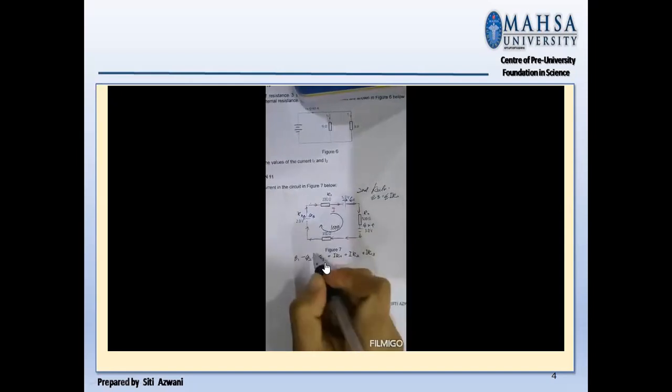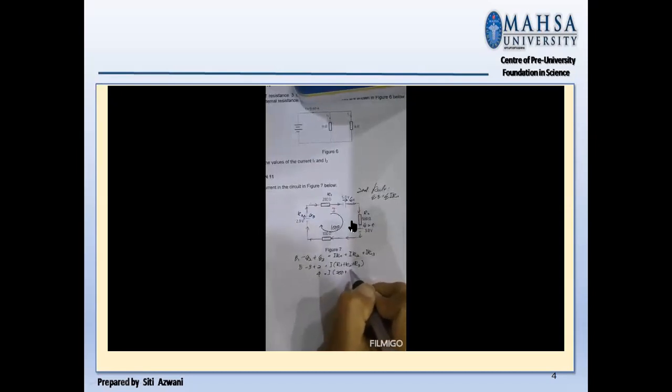Next, equal to IR. You have only one current, so IR1 plus IR2 plus IR3. All positive. Why? Because the current direction across R1, R2, and R3 is the same as the direction of your loop. Substitute the values into your formula, and then calculate the final answer. So this is your final answer for this question.